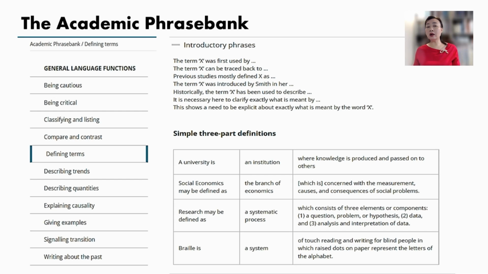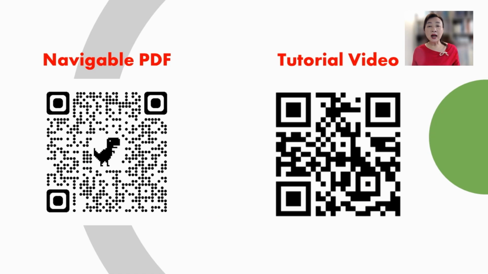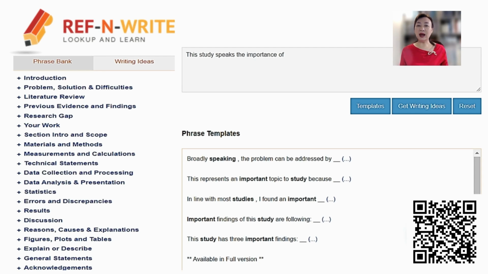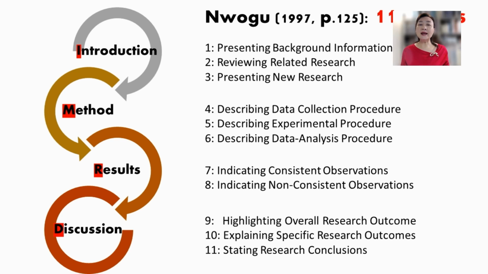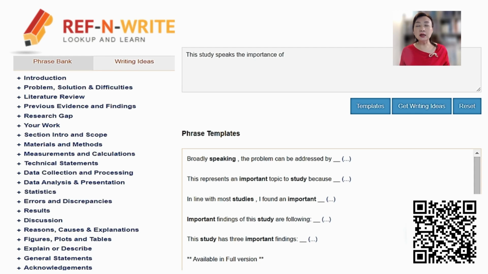If you wish to download all the phrases in a PDF and print it out, or explore more on how to navigate the phrase bank database website, these are the QR codes for your information. Other than the academic phrase bank, here we have another website which might make better sense and be more straightforward for academic writing with the attempt to follow the 11 moves under the IMRD organization. Ref-n-Write is a recreation of the academic phrase bank we just introduced, yet presenting with a different interface similar to a search engine.